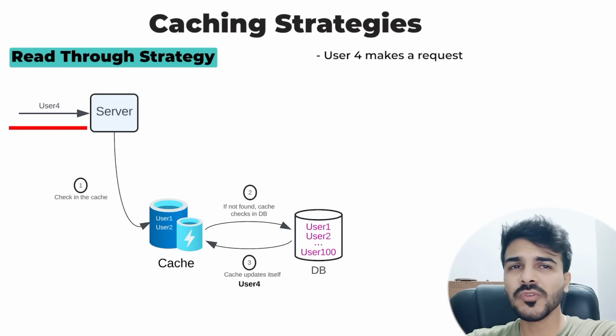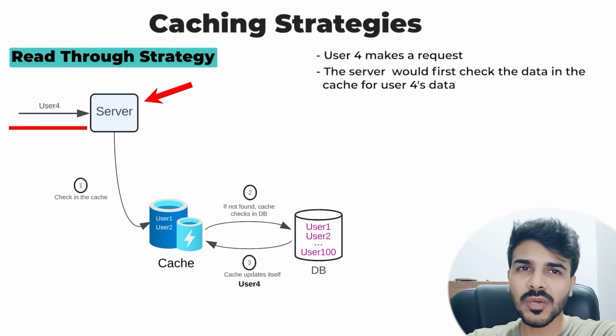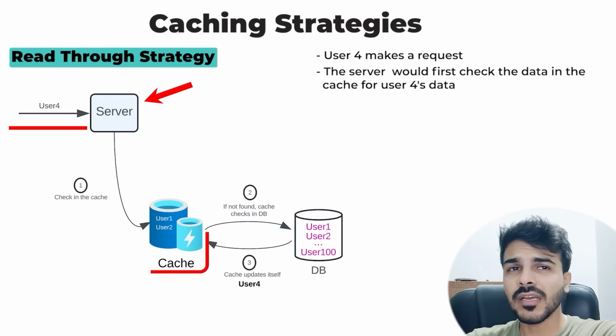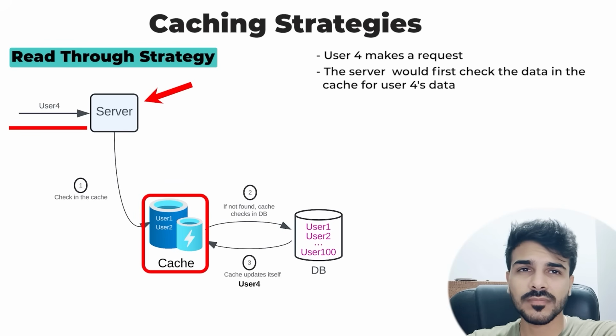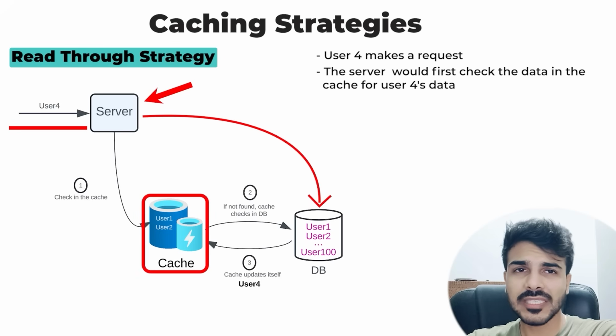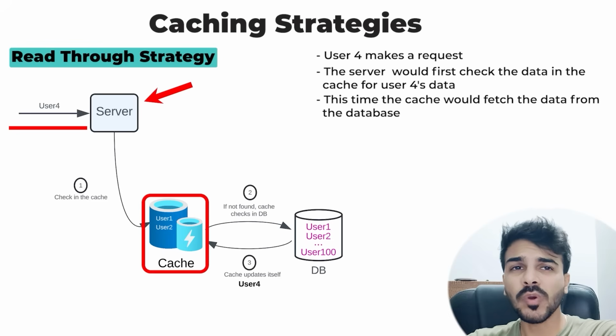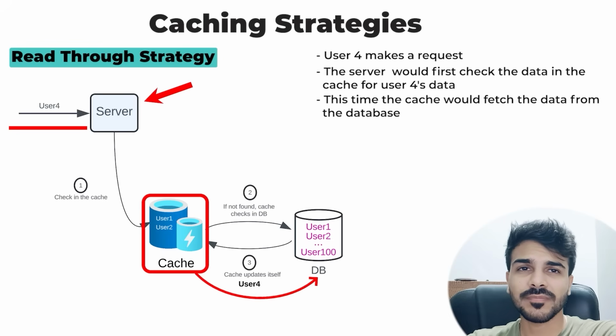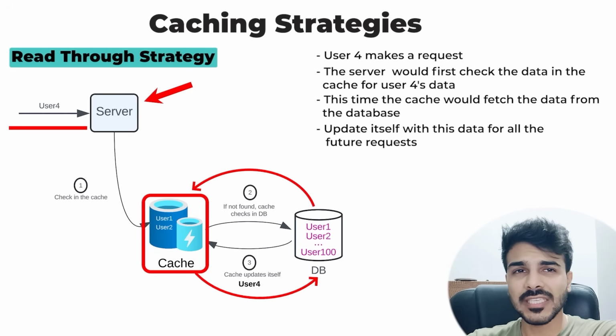A request comes from user 4. The request comes to the server, which would first check the data in the cache for user 4's data. Now if user 4's data is not found in the cache, which is the case here, instead of the server fetching the data from the database, this time the cache would fetch the data from the database. After fetching the data, the cache would then update itself with this data for all the future requests, so that next time there is a request for user 4's data, it will be found in the cache.